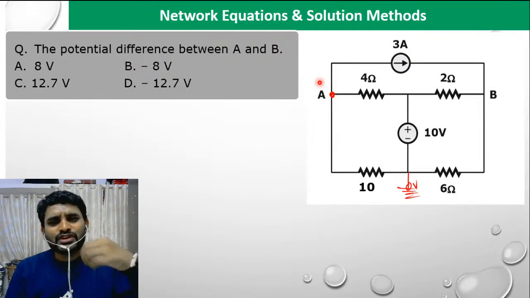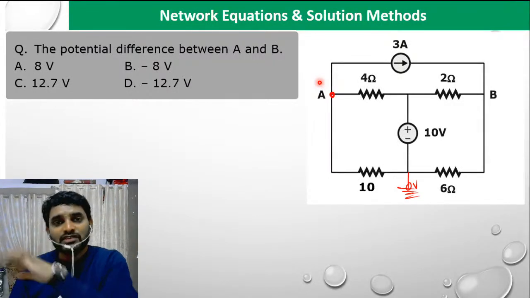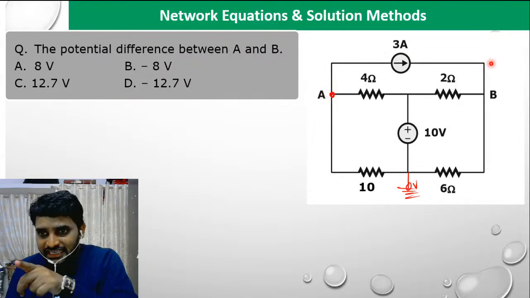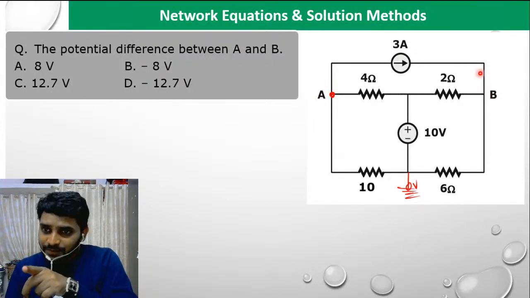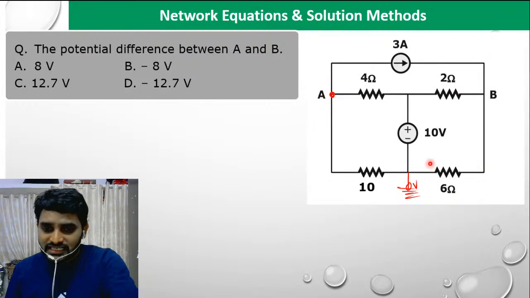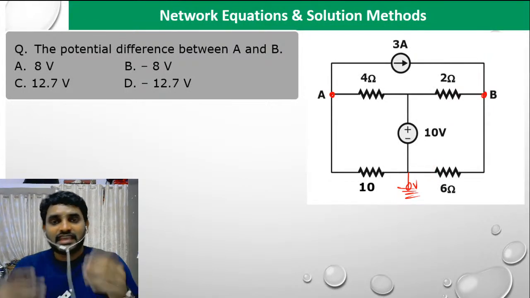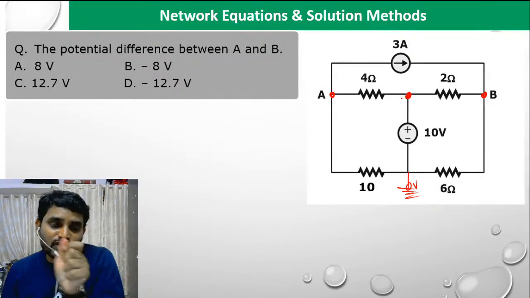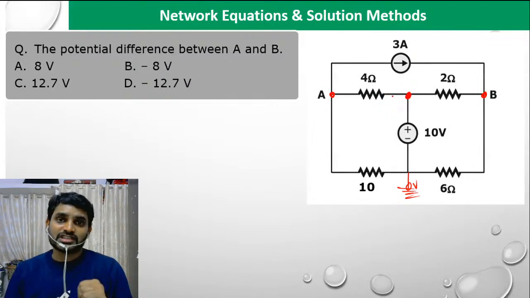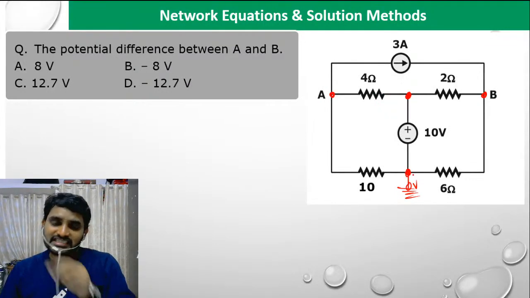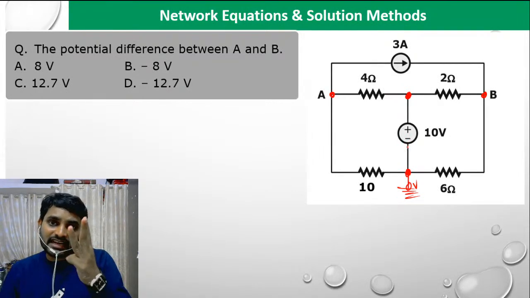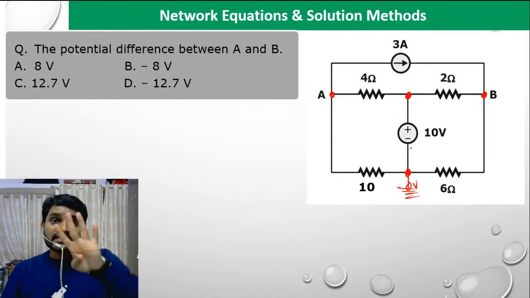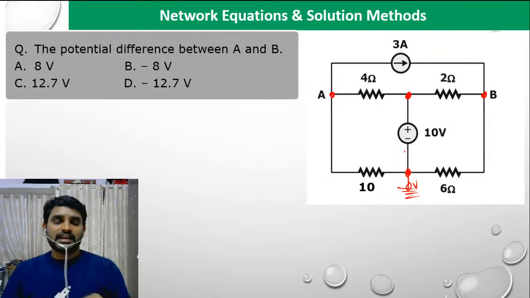A simple node needs no analysis at all, because the entering current will be equal to the leaving current. Similarly, look at node B also: 3 amperes current source, 2 ohm resistance and 6 ohm resistance. These three are connected, so that is also a principal node. Similarly, here also the 10 volts voltage source, 4 ohm resistance and 2 ohm resistance are connected, so that is also principal. And here the 10 ohm resistance, 6 ohm resistor and 10 volts voltage source are connected, so that is also principal. There are four principal nodes in this network.